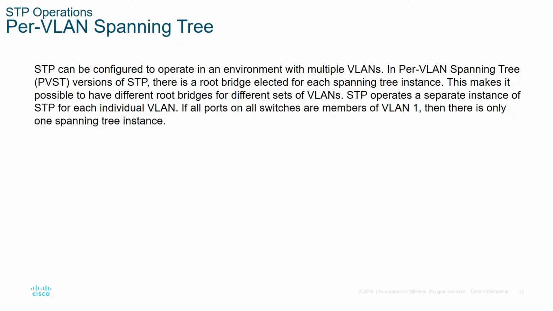Spanning tree protocol can be configured to operate in an environment with multiple VLANs. In per VLAN spanning tree, abbreviated as PVST, versions of the spanning tree protocol, there is a root bridge elected for each spanning tree instance. This makes it possible to have different root bridges for different sets of VLANs. Spanning tree protocol operates a separate instance of spanning tree protocol for each individual VLAN. If all ports on a switch are members of VLAN 1, then there is only one spanning tree instance.